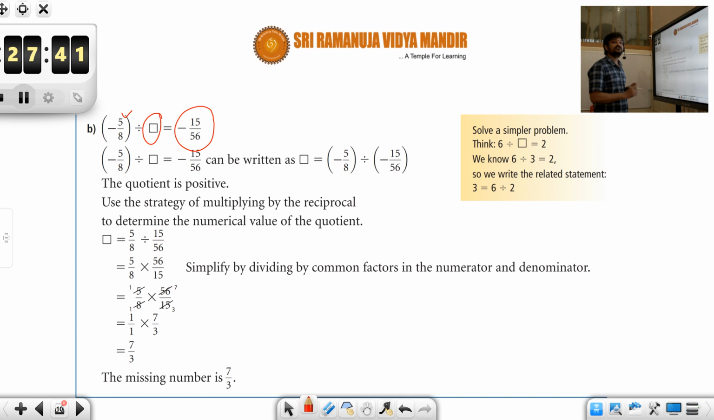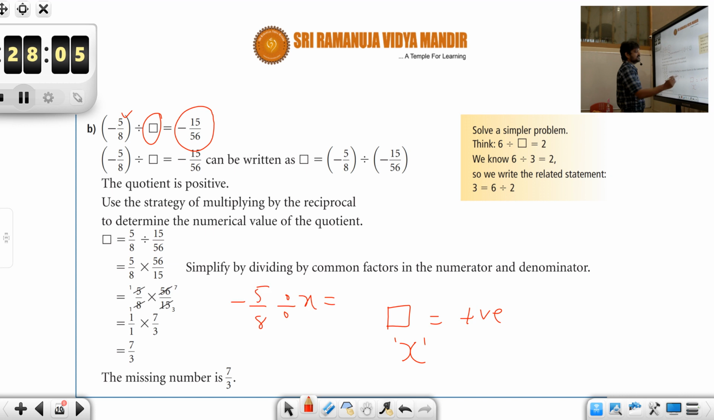So we have determined the sign of this unknown number. That is positive. Anyway, let us assume the unknown as some x. Then how to determine its value? So we are given minus 5 by 8 divided by some unknown x. What is the value of x? That is minus 15 by 56. Now students, we are trying to divide by x. Let me carry this to the other side. Then it becomes multiplication.